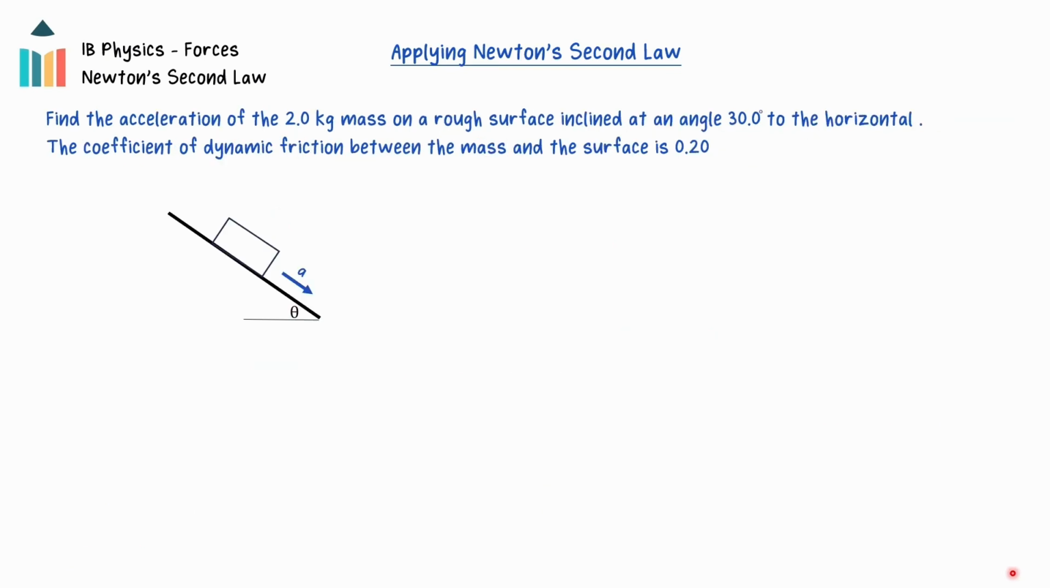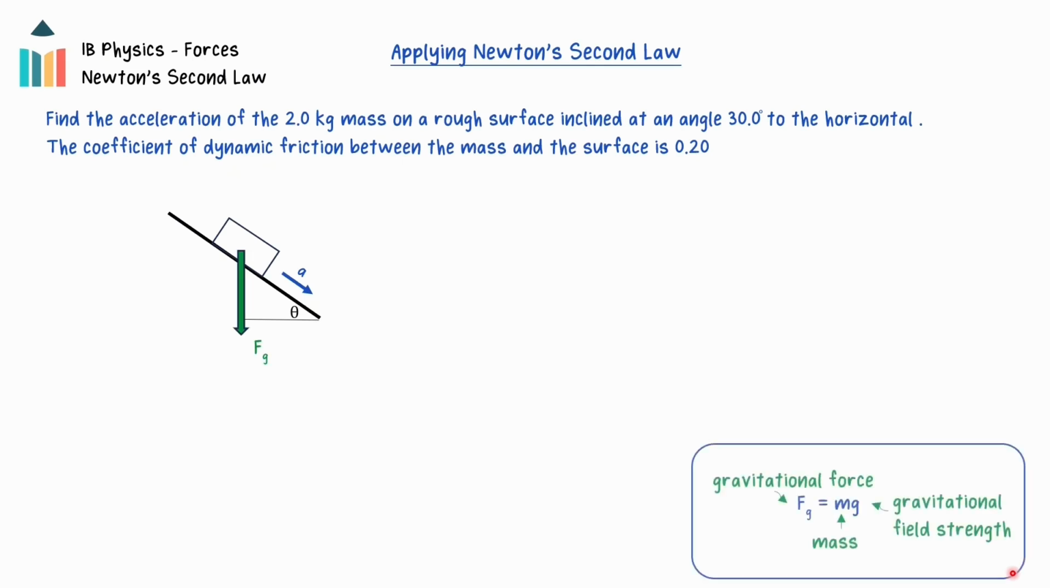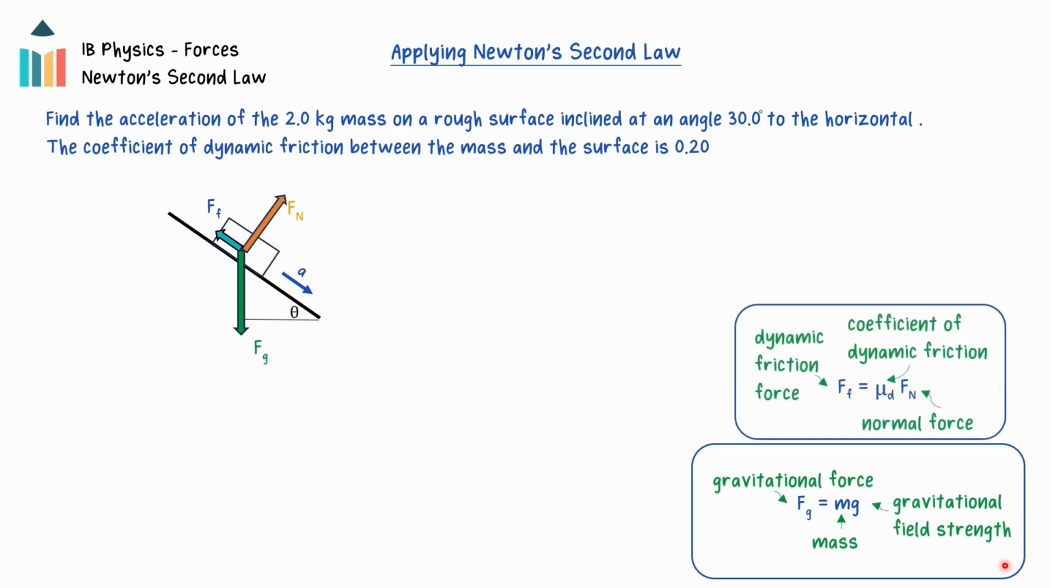Now let's consider the example of the block on an inclined plane, inclined at a 30-degree angle to the horizontal. And let's find the acceleration of the block as it slides down the plane, assuming there's a frictional force acting between the plane and the block. A free body diagram for the block will show the force of gravity acting down and the normal force acting perpendicular to the surface of the plane. The force of dynamic friction will point up the plane, opposing the motion of the block.